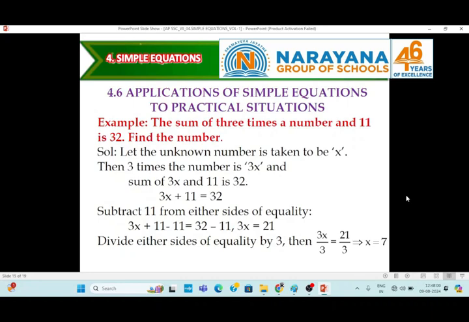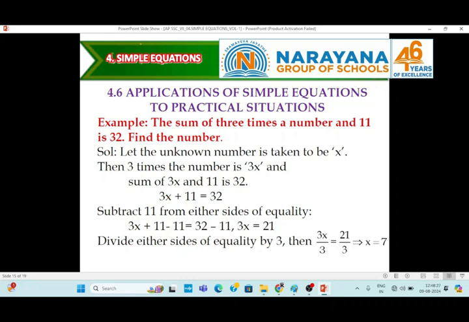So now moving on to the next subtopic, applications of simple equations to practical situations. For example, the sum of 3 times a number and 11 is 32. Find the number. So let the unknown number be taken to be x. Then 3 times the number is 3 into x, 3x. And this product is going to be added to 11.